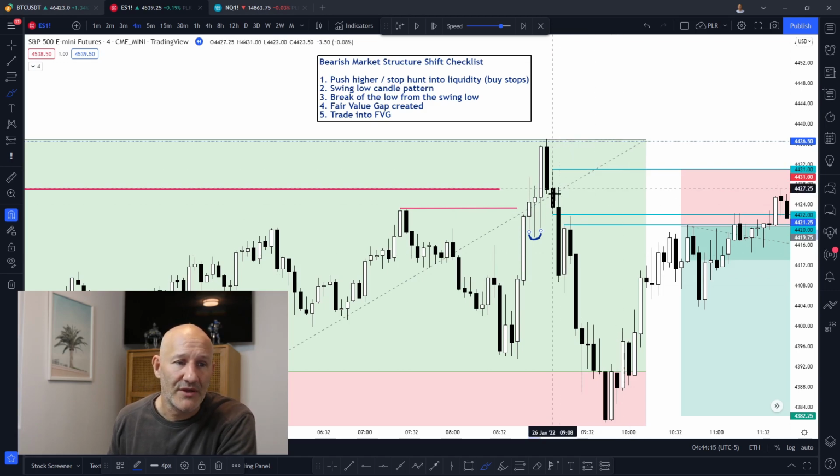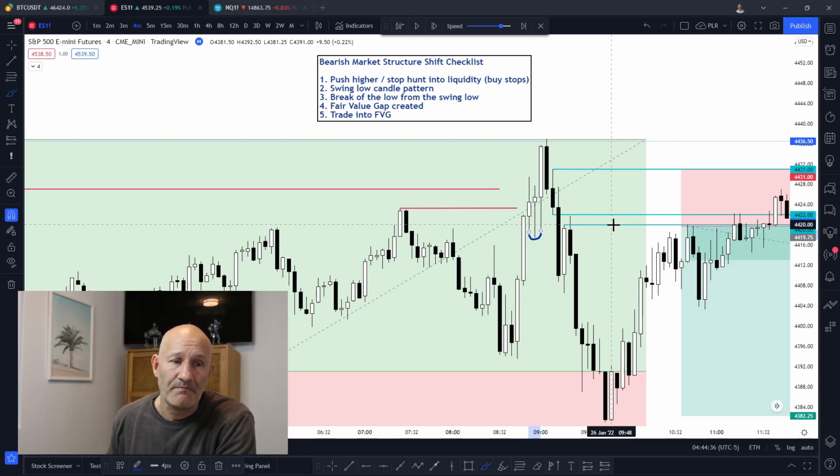So we have that 3 candle setup that we're always looking for. So we have our first candle, the second candle, and then the third candle. And the fair value gap resides between the low of the first candle, the high of the third candle, across the body of that second candle. So you can see our fair value gap is formed there, and I've marked that with these 2 blue lines there.